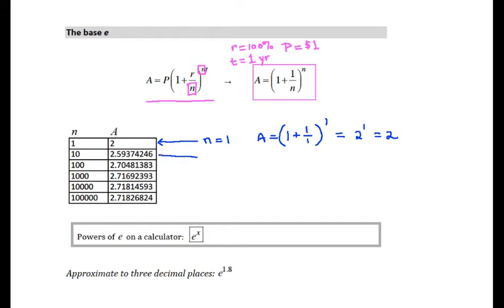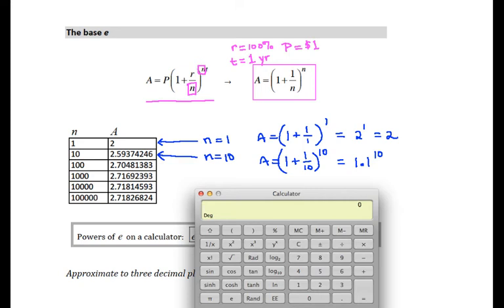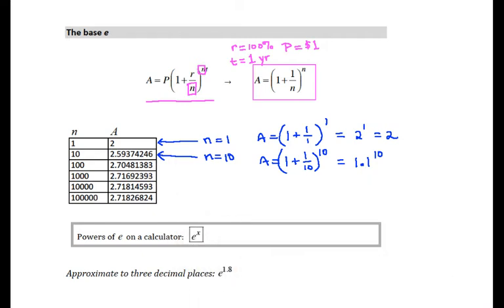If we were to look at n equals 10, we would get A equals 1 plus 1/10 to the power 10, which is the same thing as 1.1 to the power 10. And I can bring in a calculator to evaluate that and confirm 1.1 to the power 10 does get us this 2.5937, etc. So the rest of this table has been filled in for us.